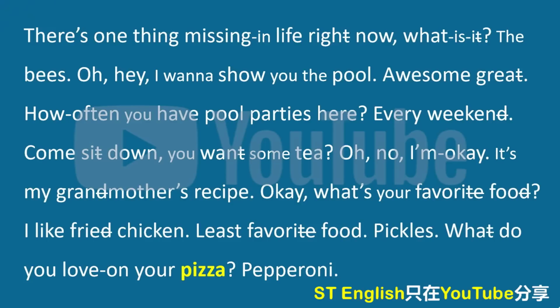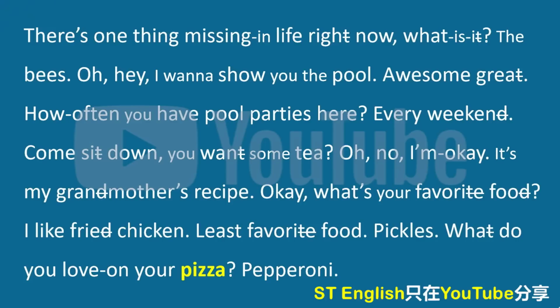继续 Oh, hey, I want to show you the pool. Awesome, great. 那么其中 I wanna 都是弱读 Wanna 就是 want to 的缩写读成了 wanna. I want to show you the pool. You 和 the 都是弱读 pool 正常读。后面 awesome, great. 那么 great 接 with it 并没有爆出来读成了 great. Oh, hey, I want to show you the pool. Awesome, great.